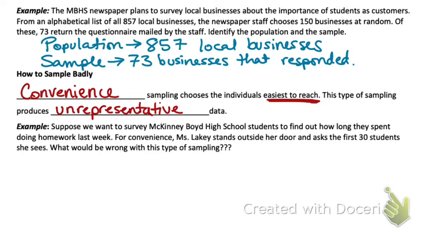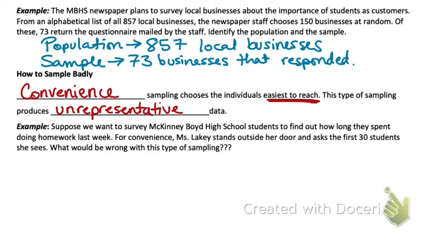What does that mean, unrepresentative data? It doesn't represent the population. But why? If it's convenient, it seems good. Because it's not proportionate. I'm not really getting the people who represent the whole population. I'm just getting people that are easy for the interviewer to get to.